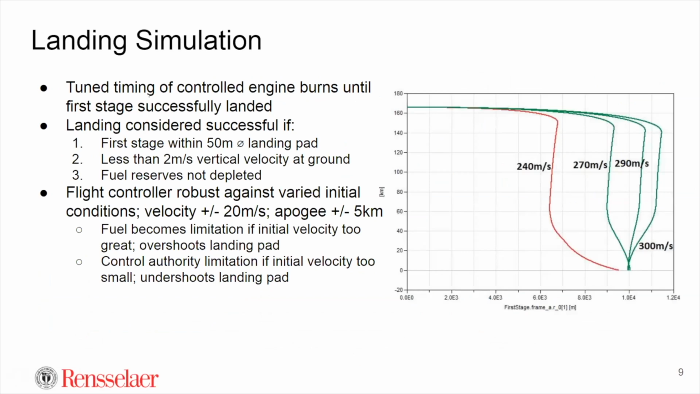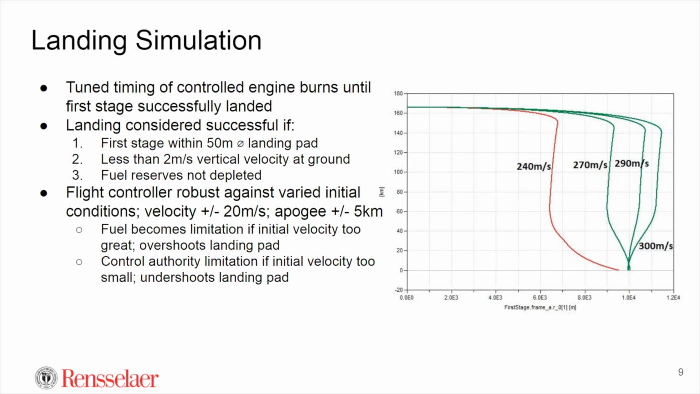So we had the simulation, but it required heavily tuning a lot of the different controllers, a lot of the timing in order to actually land it. If the simulation was successful, if it successfully landed, it's shown in green here. If it's unsuccessful, it's red. So what's a successful landing?